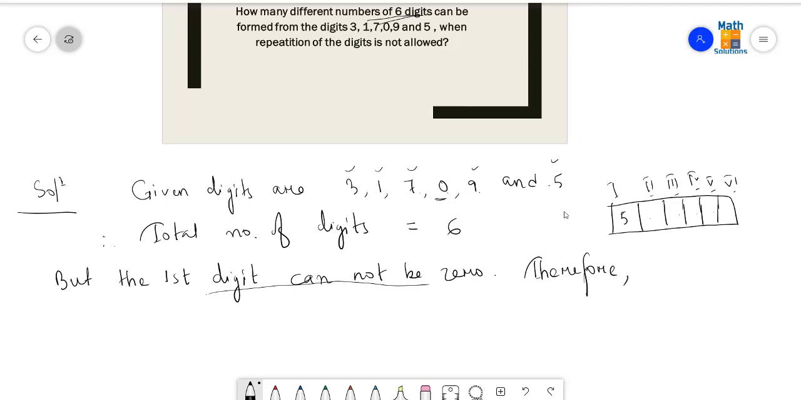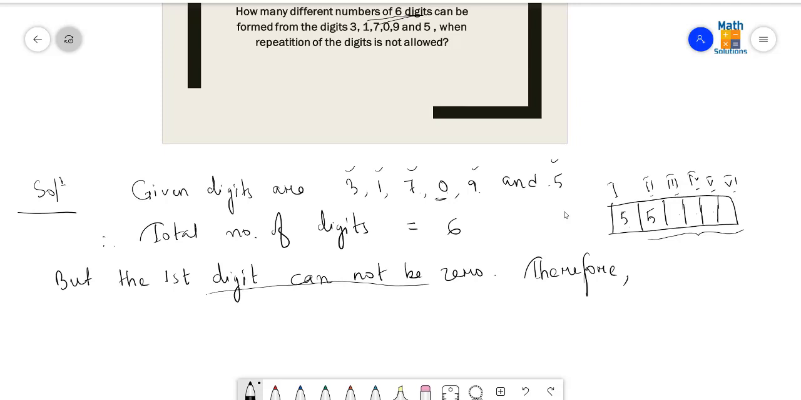Now for the second, third, fourth, fifth and sixth, for these 5 positions any number we can put. 0 also will be included here, but only for the first place 0 should not be included, because if we put 0 here this will no more be a 6 digit number. Therefore when I put any number apart from 0 here, how many options will be left in our hand? The digit which is used here cannot be repeated further. Therefore, out of these 6 digits, only 5 options are left. So I have to put 5 ways here.